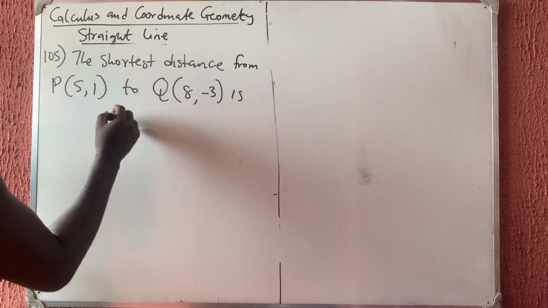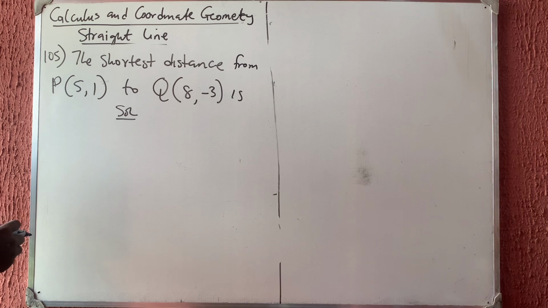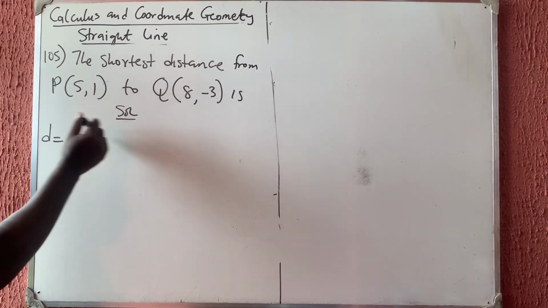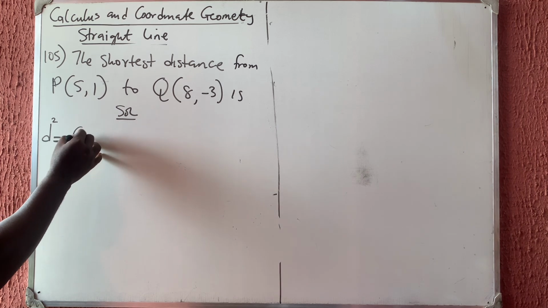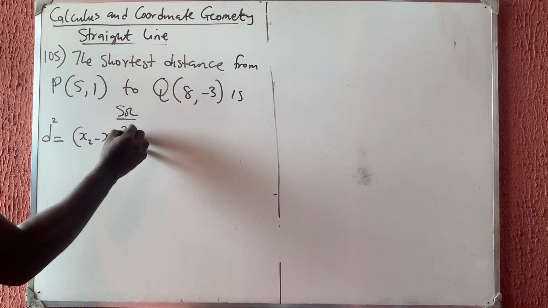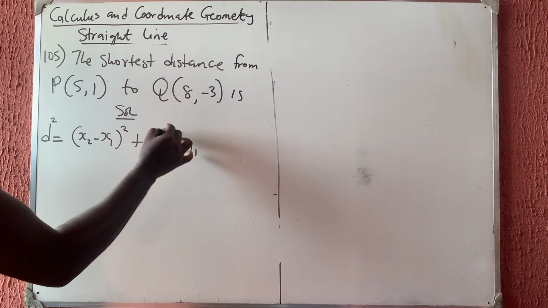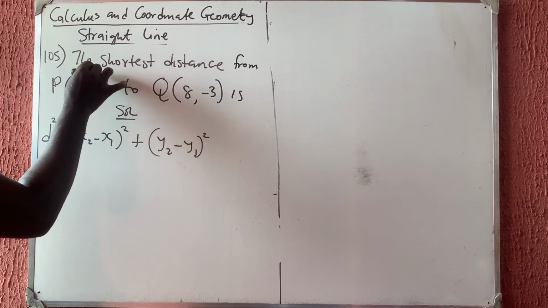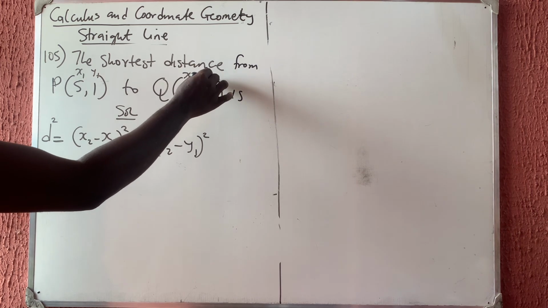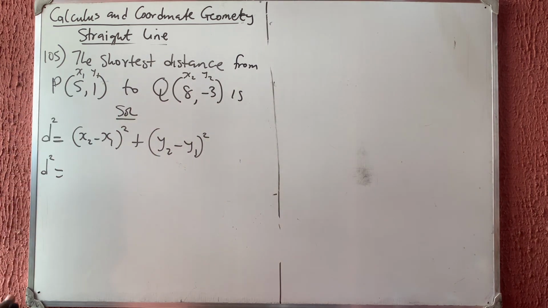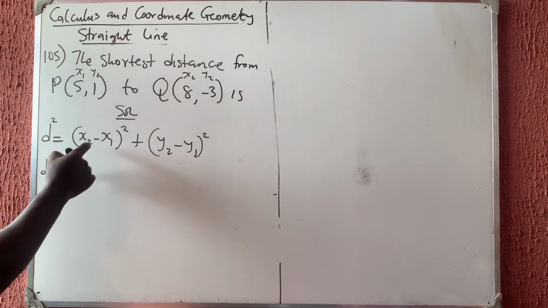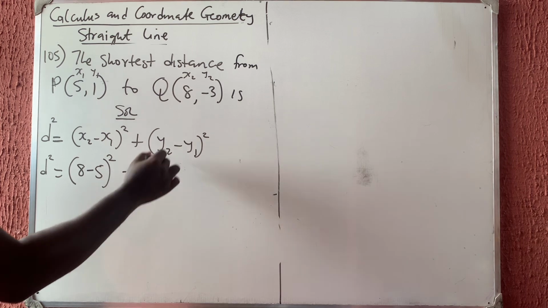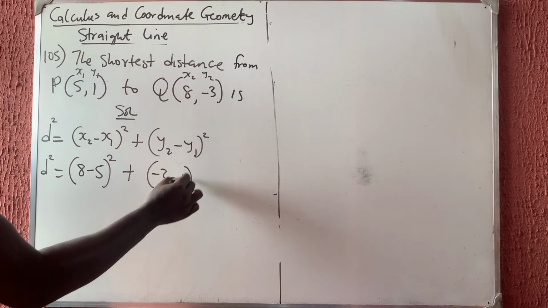Now solution. Whether they call it shortest distance or distance is the same thing. Distance is equal to the square root of, distance squared is equal to x2 minus x1 all squared plus y2 minus y1 all squared. So distance squared is equal to, call this one x1 y1, call this x2 y2. I told you that coordinates of x and y is your point. So this is what? x2, which is 8 minus 5 all squared plus this one is what? Minus 3 minus 1 all squared.